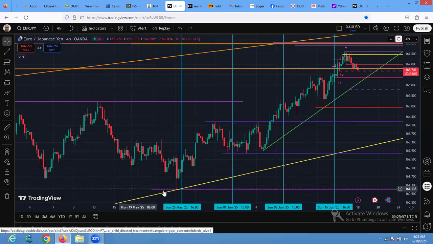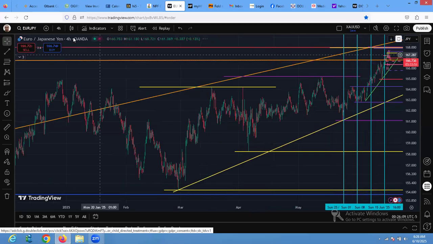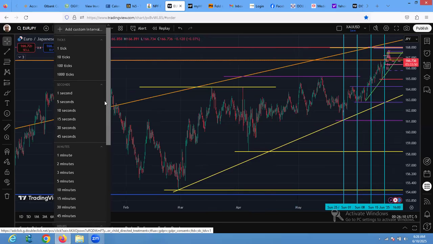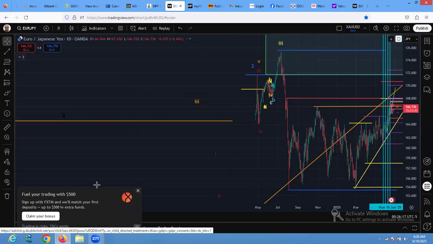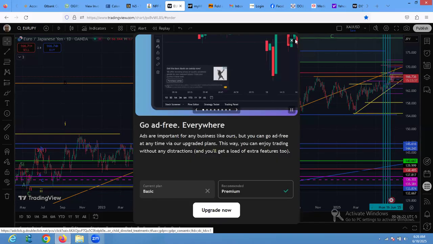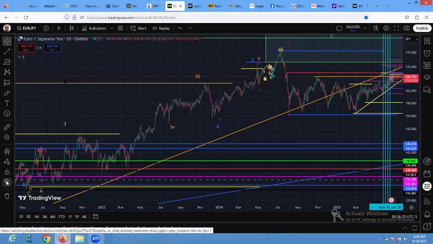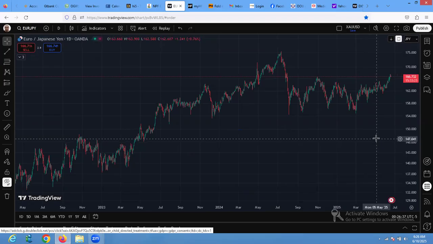I don't know if you are seeing that. Let me make you see that. I think you can see it. If I zoom, let me use the daily time frame. Yeah, the daily time frame. So now we have this is the first wave, and wave B is about ending. Then we have the last wave C, and it's going to be a rocket to the downside.